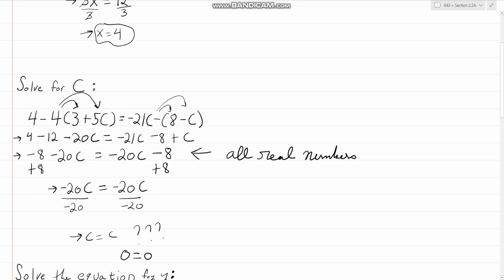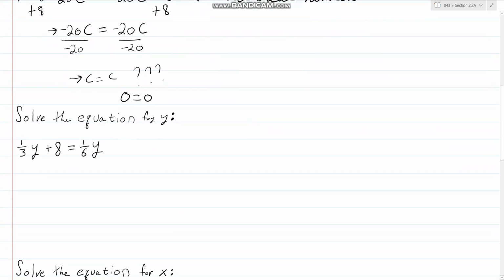So there are infinite solutions to c. It doesn't mean that c is equal to infinity. It just means that there's infinite solutions, okay? So all real numbers, there's infinite solutions. All right, so that was kind of a strange problem. Let's move on to the next one and see if anything weird happens again.